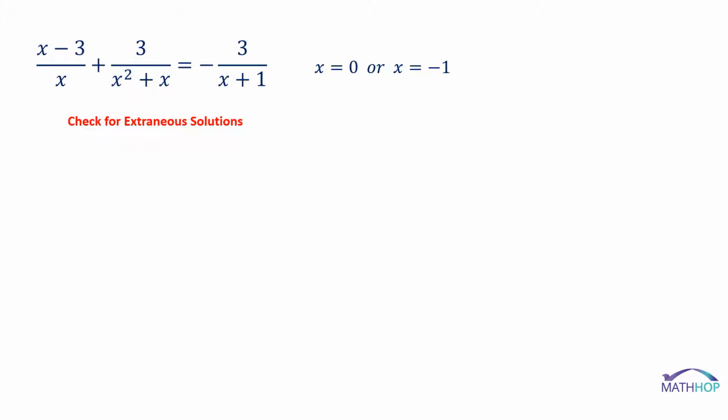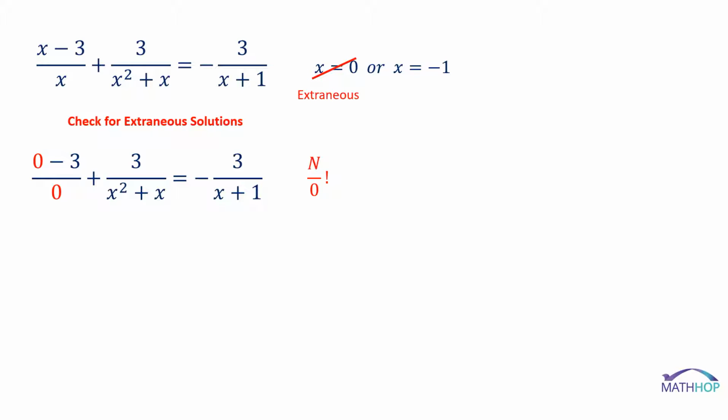When we put in 0, something bad should happen, and it does. 0 minus 3 divided by 0. I'm not even going any further. Notice I didn't even put 0 in for all the other x's. Once I get 0 in my denominator, I know that's not okay. We are not allowed to divide by 0. N-O, remember the N over O, not okay to divide by 0? That makes 0 extraneous. Don't go any further.